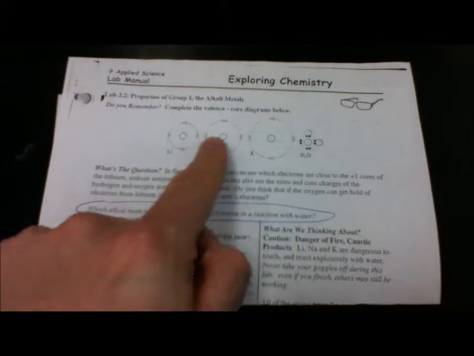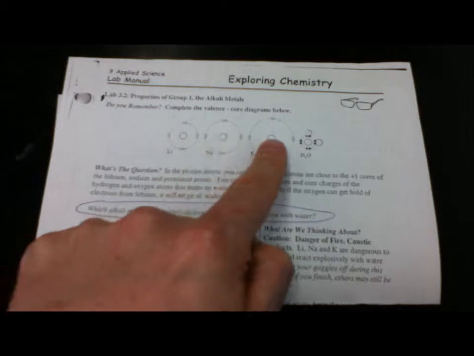Alright, this is the first video where we're looking at the lab properties of Group 1, the alkali metals. What we need to do is fill in these valence core diagrams below for lithium, sodium, and potassium.